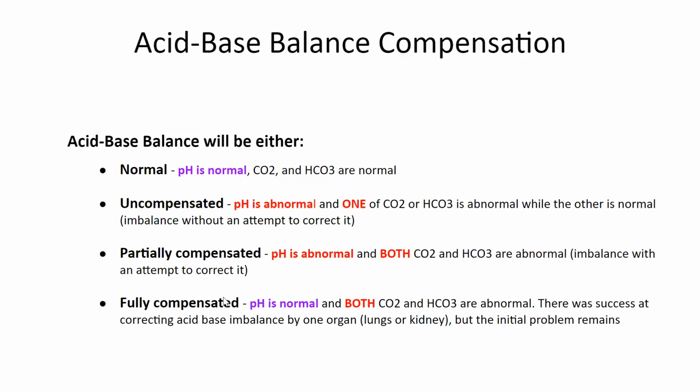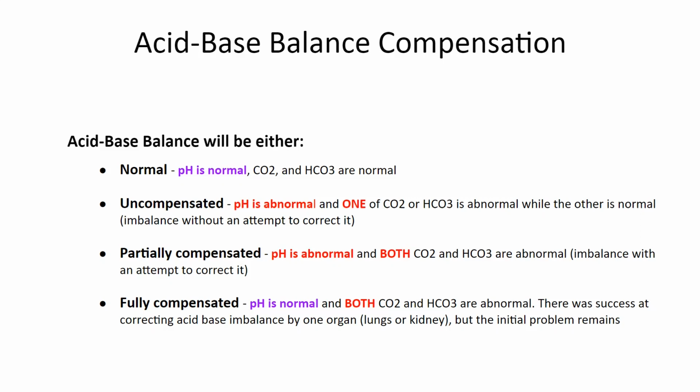The acid-base balance will either be normal, uncompensated, partially compensated, or fully compensated. A normal acid-base balance has a normal pH, normal CO2, and normal HCO3. There's no problem. An uncompensated acid-base balance will have an abnormal pH and either an abnormal CO2 or an abnormal HCO3.